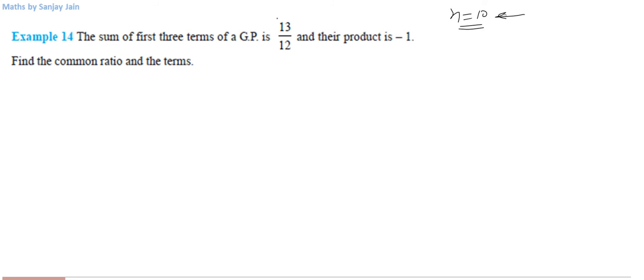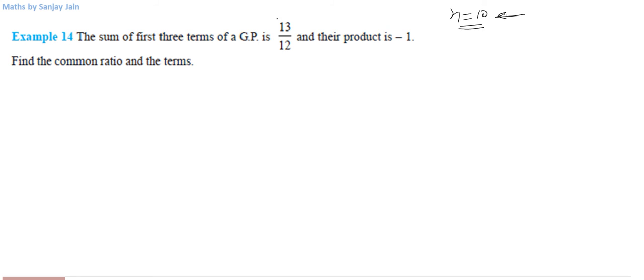Now this is the first term. Okay, and what is the common ratio? Common ratio is r. So let us come to this question now. These are the 3 terms that I have selected: a by r, a and ar. Let these be the first 3 terms of this GP, and sum of these 3 terms is 13 by 12. So let me write it like this: a by r plus a plus ar is given as 13 by 12.